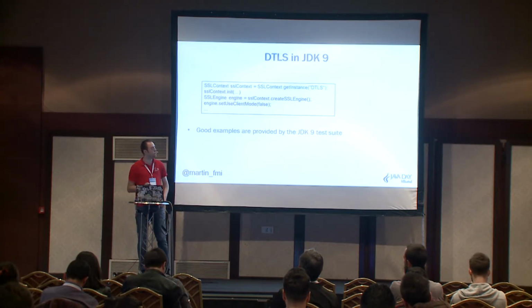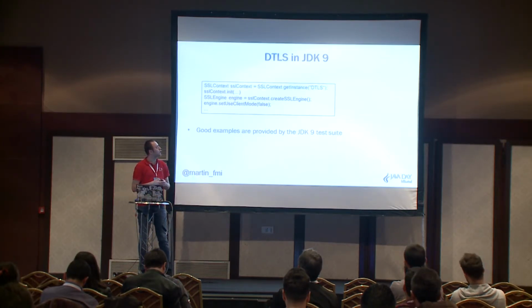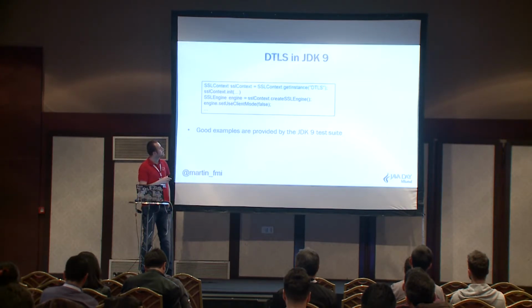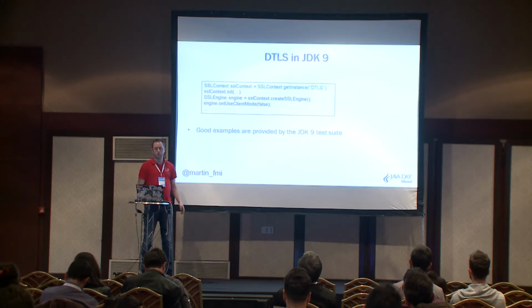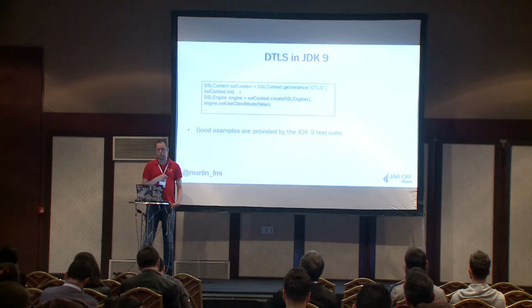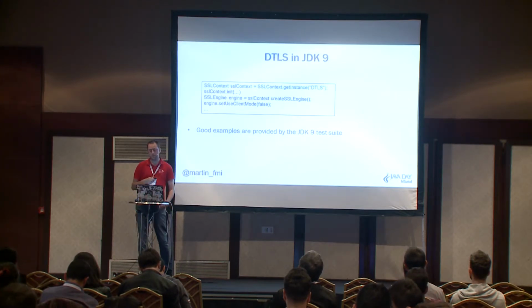In order to get started using DTLS in JDK 9, first you need to get an SSL context, which is the starting class used to create SSLEngine instances. You get an instance of DTLS as an SSL context. You initialize it with some additional parameters, such as the key store, the trust store, and so on. Then you create an SSLEngine instance out of that context, and you specify whether it's an SSL client or server using the setUseClientMode method.